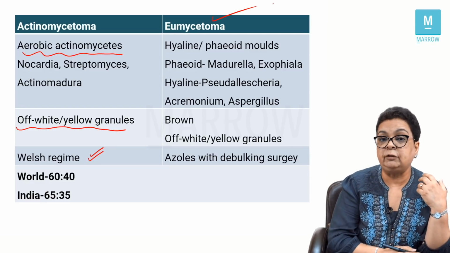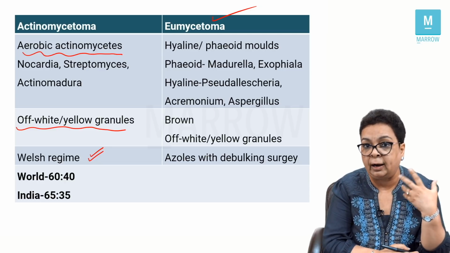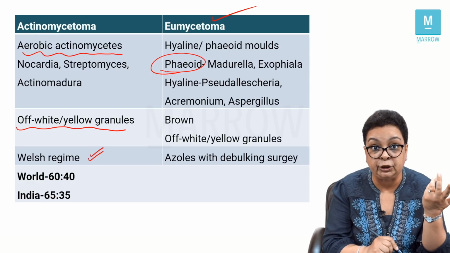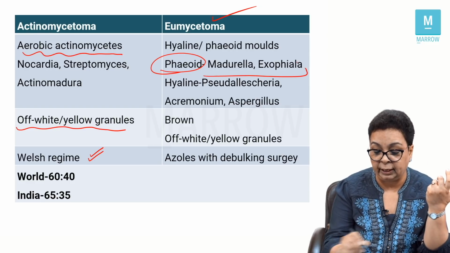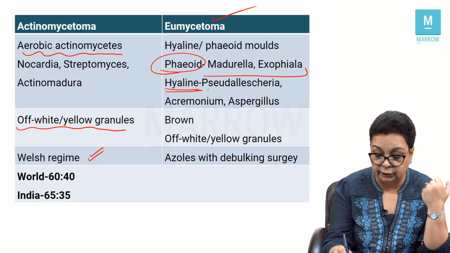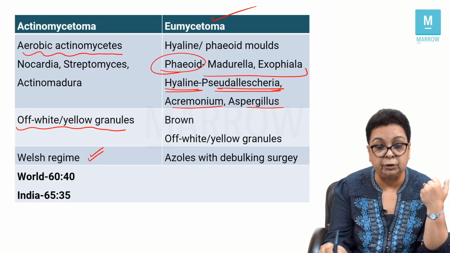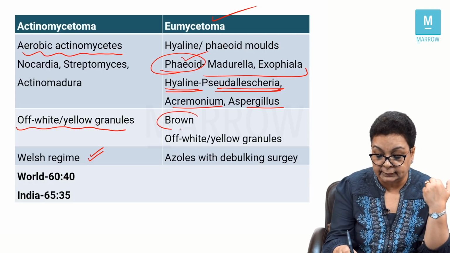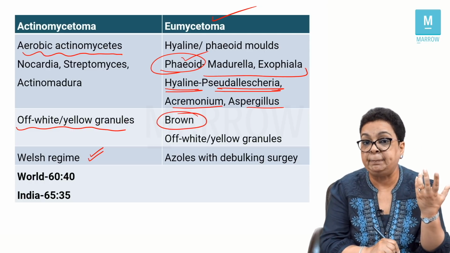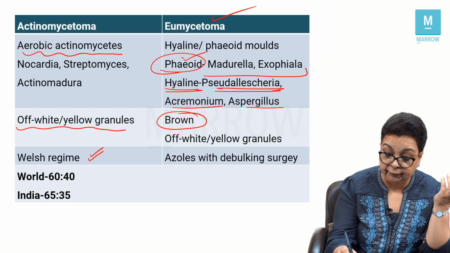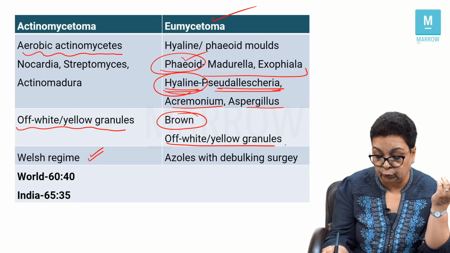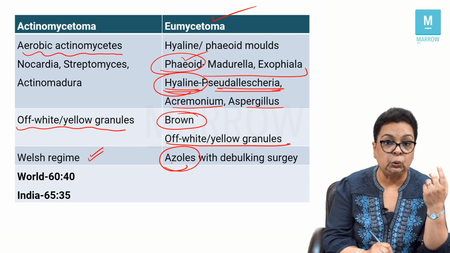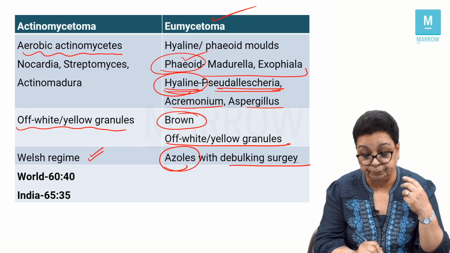The fungal causes of mycetoma are phaeoid or hyaline fungi. Phaeoid means pigmented, the dematiaceous fungi, Madurella and Exophiala. The hyaline fungi are Pseudallescheria, Acremonium, Aspergillus. Depending upon the cause, if it is a pigmented fungus, you're going to see brown or black granules. If it is a hyaline fungus, it is going to be off-white or yellow granules. The treatment is azoles with debulking surgery.